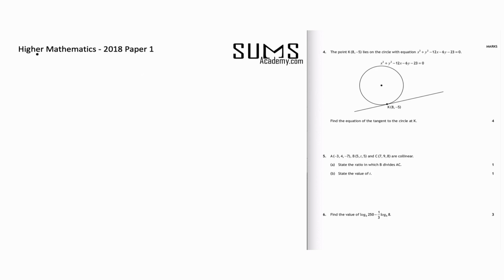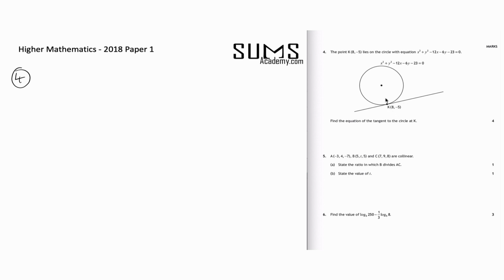So question 4. The point K(8, -5) lies on the circle with the equation x squared plus y squared minus 12x minus 6y minus 23 equals 0. And then we're asked, find the equation of the tangent to the circle at K, which is this line here. So we've been asked to find the equation of this line.